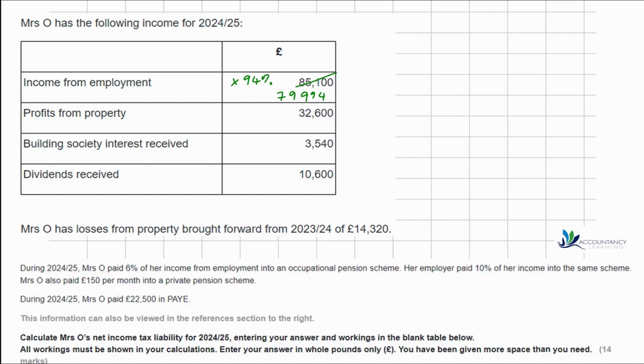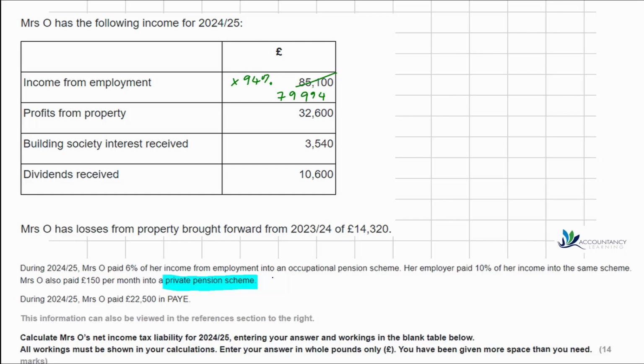We're also told her employer paid 10% of her income into the same scheme. Well, that's up to the employer to do that, so that's not relevant for Mrs. O's personal tax. And Mrs. O also paid £150 per month into a private pension scheme. Okay, so the significance of that, remember the government wants people to save for their retirement, so there is a tax benefit if you put money into your own personal pension scheme.